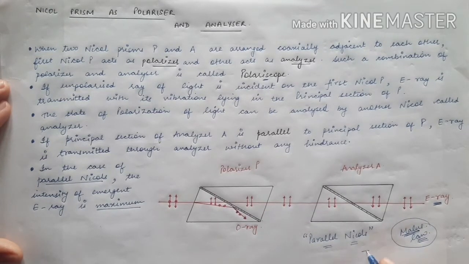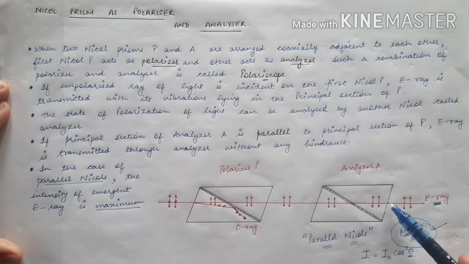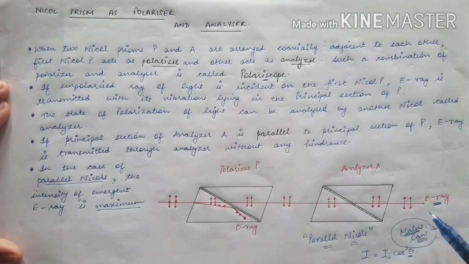So the intensity will reduce according to Malus law that we studied. And what is Malus law? The intensity of the transmitted ray is equal to the maximum intensity into cos square theta, where theta is the angle made by this principal section with the vibrations of the electric field. So the intensity of the emergent ray can be given by Malus law on rotation of the Nicol prism. Now what happens if this Nicol prism is rotated? Firstly, if you rotate this Nicol prism, the intensity of this E ray will start reducing.